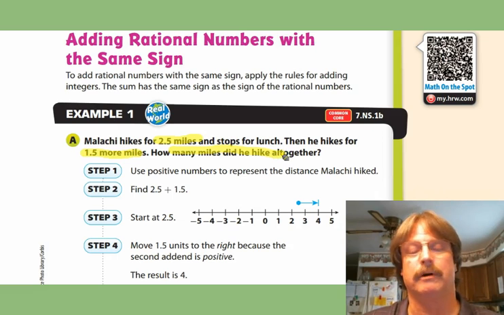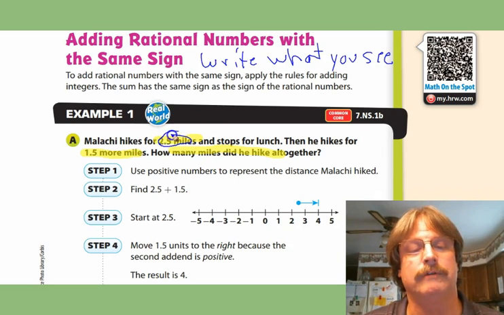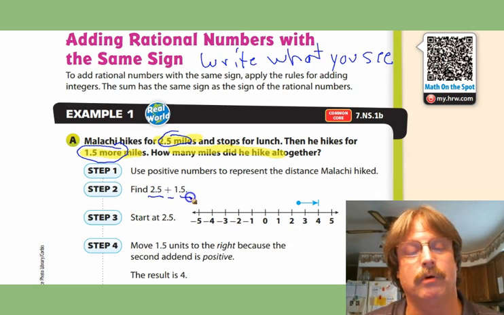So if you remember, I was talking in class about write what you see. I have 2.5 miles, and then he hikes for 1.5 more miles, so there's a key word. So we're going to write 2.5 plus 1.5.